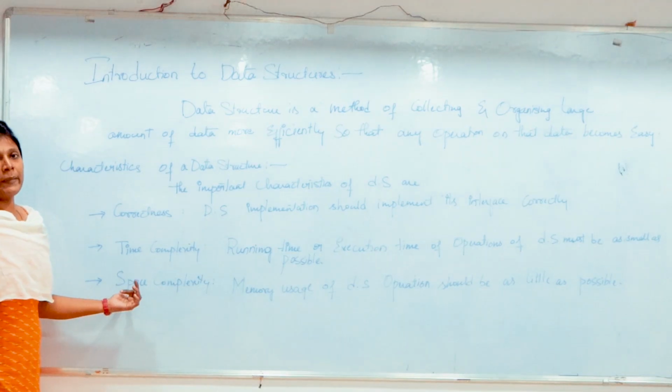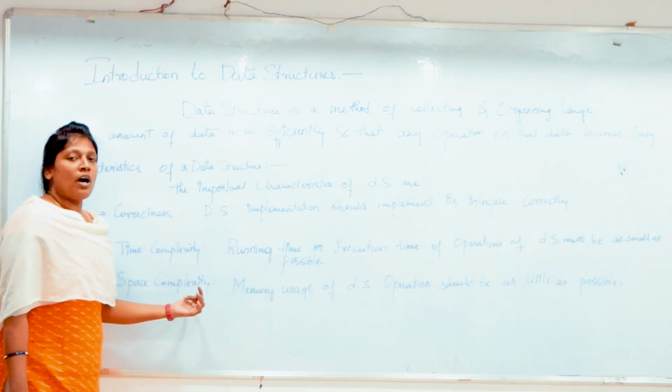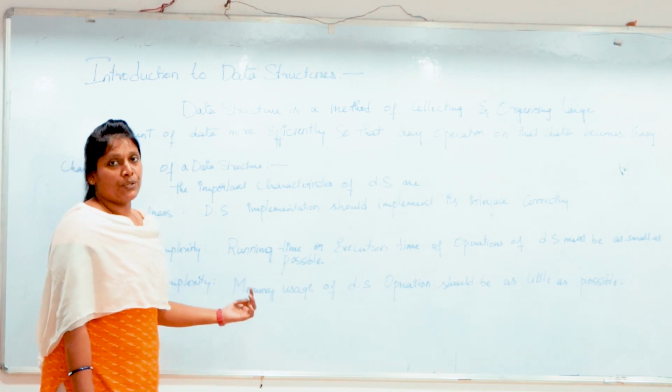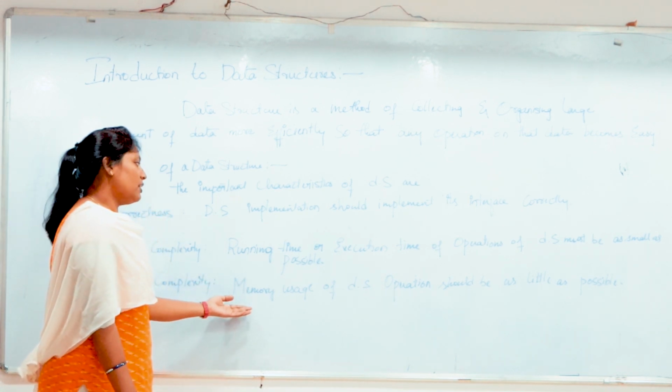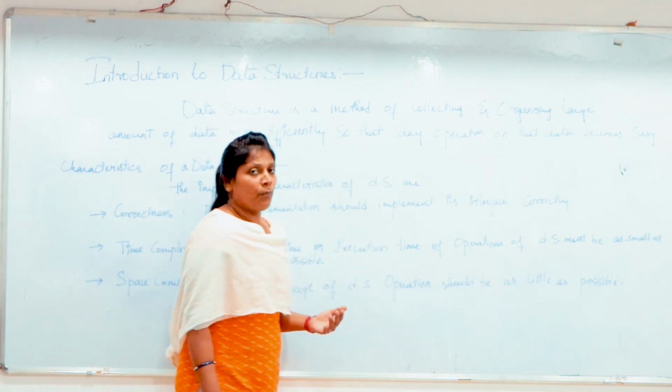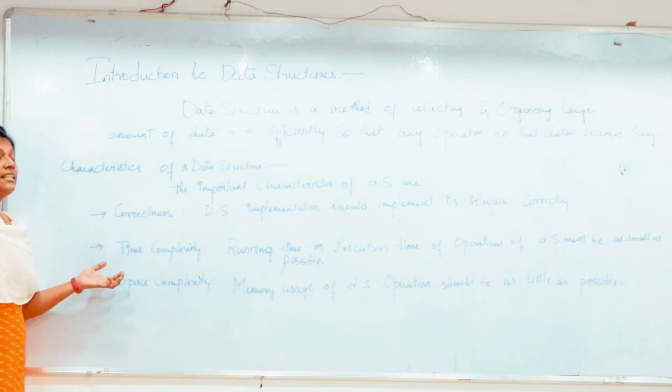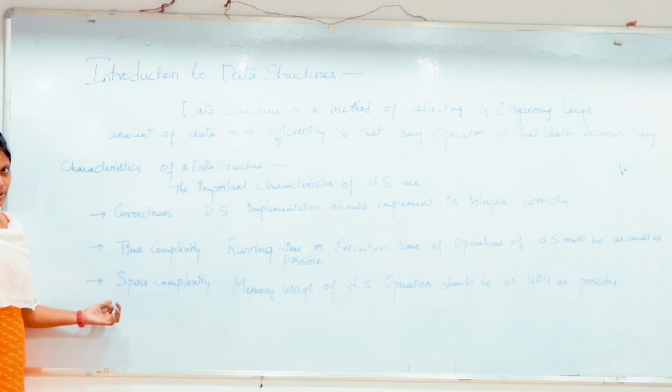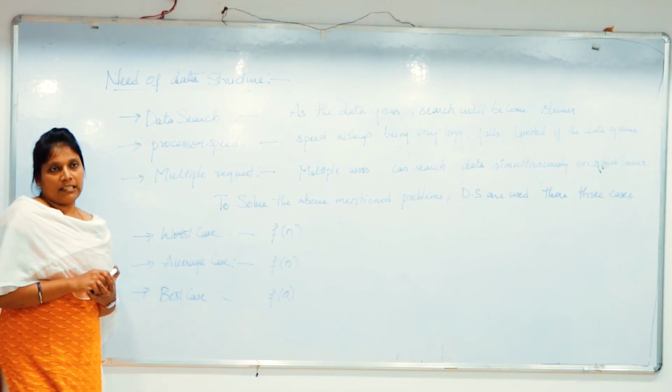And also the space complexity. Here the space complexity is nothing but the memory usage of those operations. The memory usage of a data structure's operations should be as little as possible. These are all the characteristics of a data structure. Now we'll see the need for data structures.